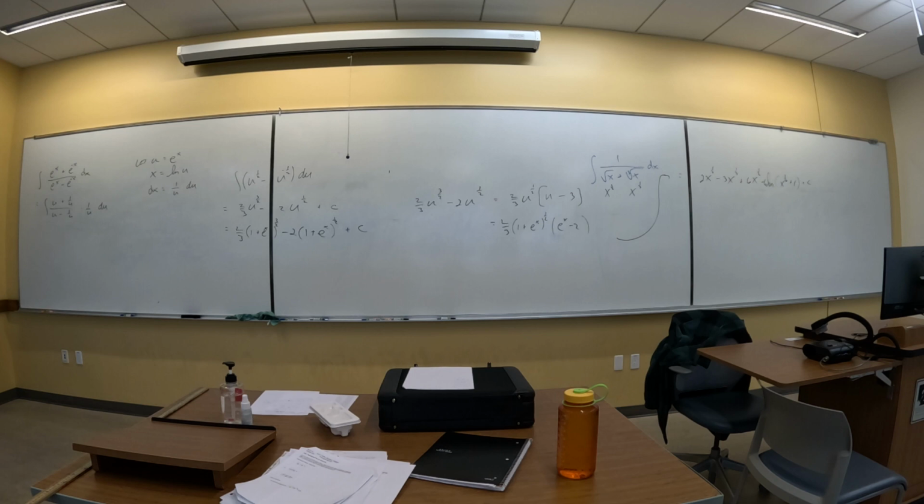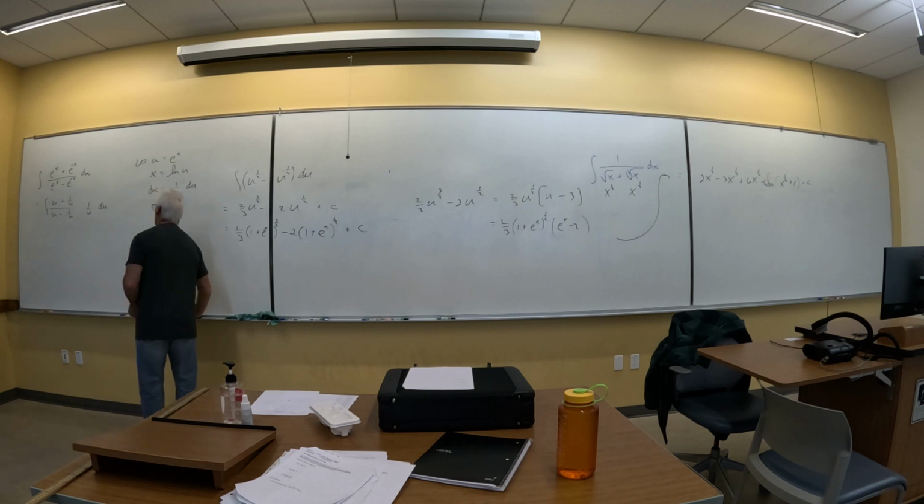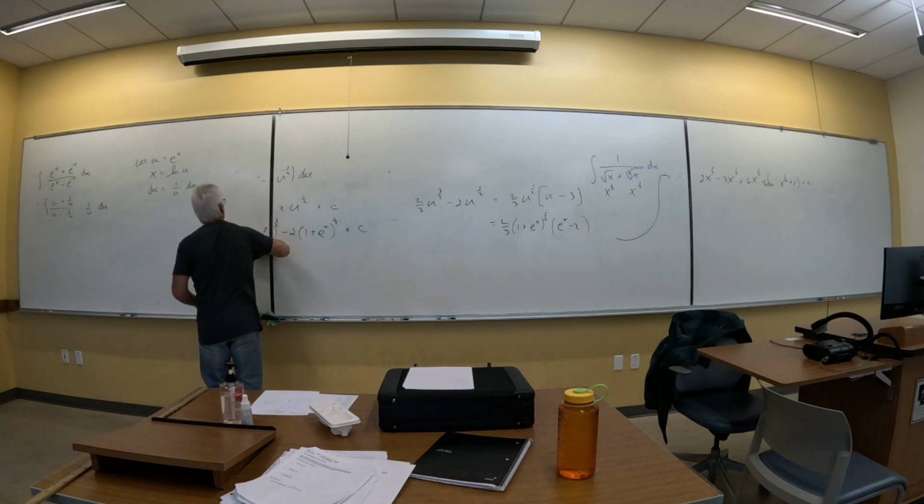This is going to be a rational function. It isn't one yet. We've got to mess around with it a little bit. So you might say, okay, let's start by distributing the u on the bottom. That would be fine.